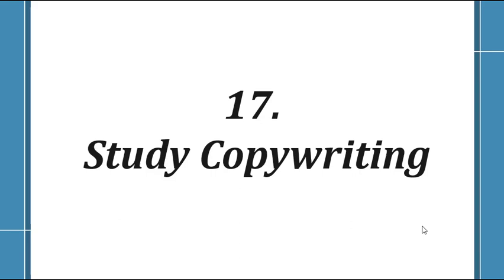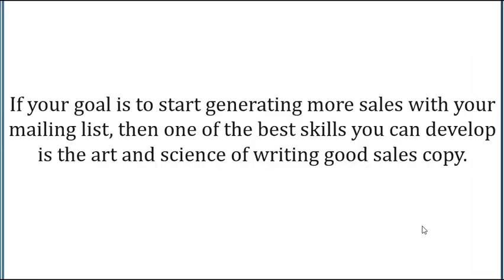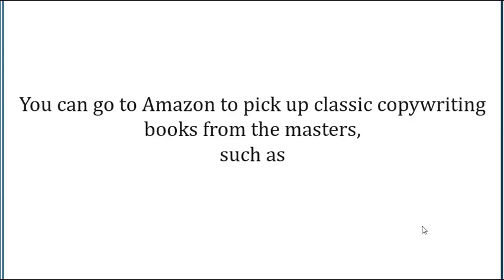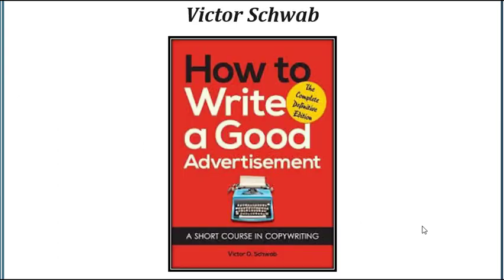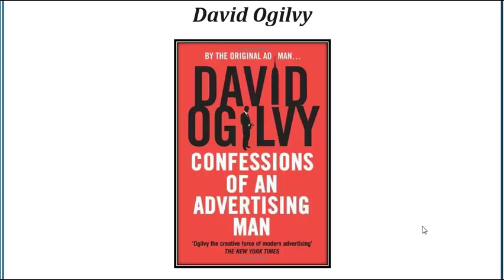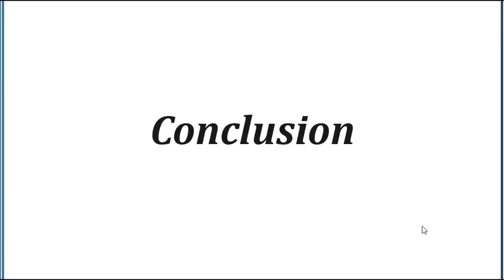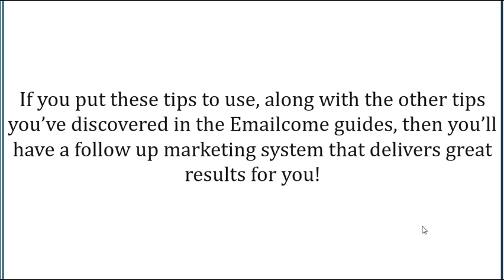Lastly, study copywriting. Now, if your goal is to start generating more sales with your mailing list, then one of the best skills you can develop is the art and science of writing good sales copy. So, where to start? You can go to Amazon to pick up classic copywriting books from the masters, such as Victor Schwab, David Ogilvy, Joseph Sugarman, John Caples.